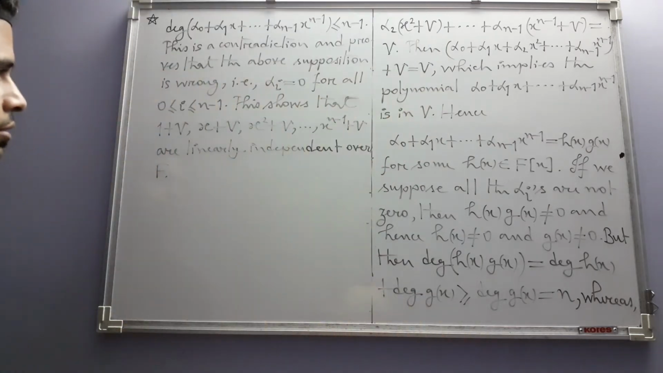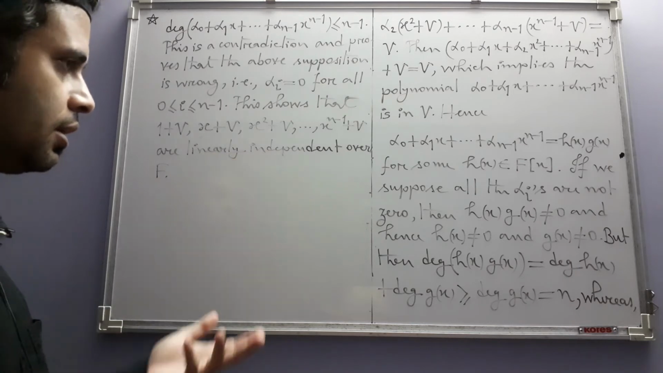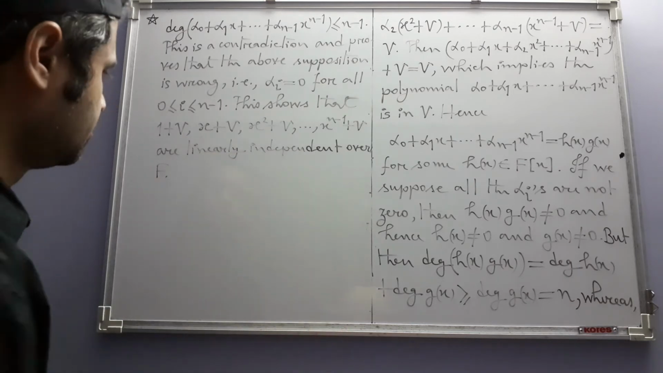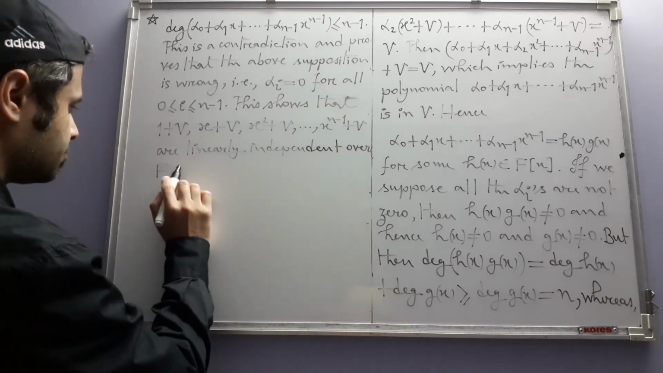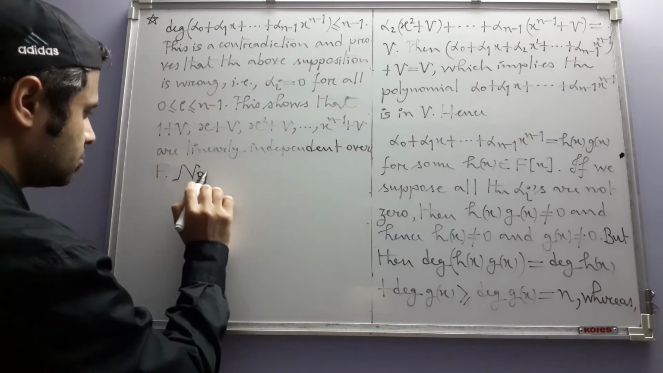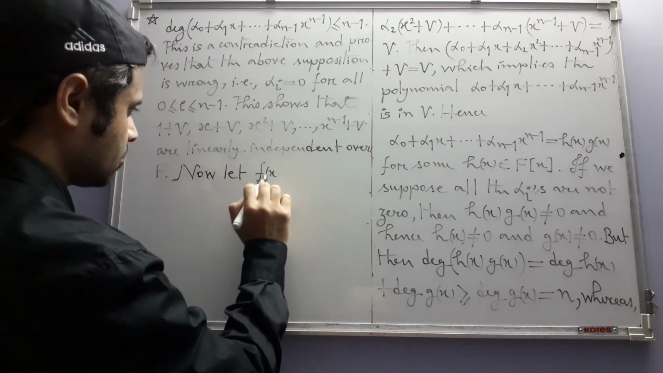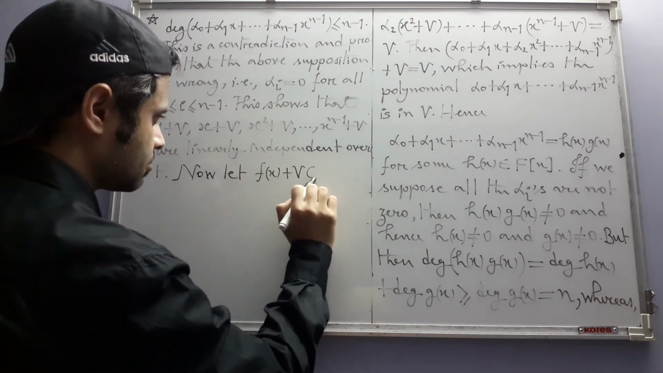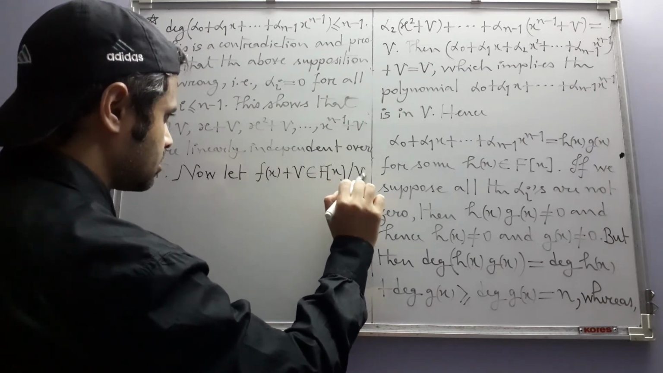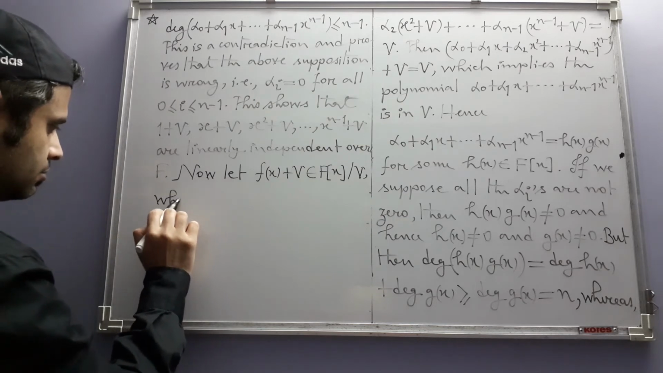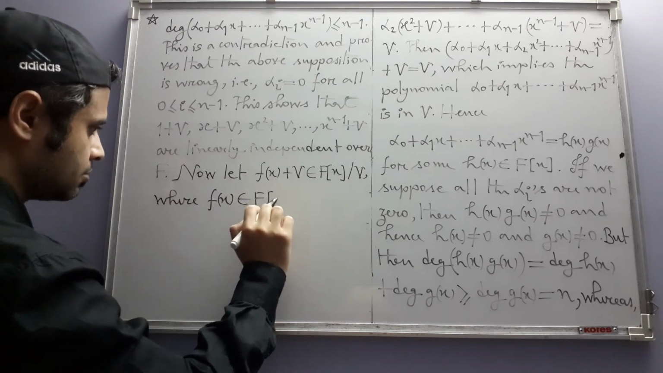Okay, next we have to show that these vectors, besides being linearly independent over F, they also span the space. So for that, let us take any arbitrary element in the space. Now let f(x) plus V belong to our space, where of course f(x) belongs to the polynomial ring.